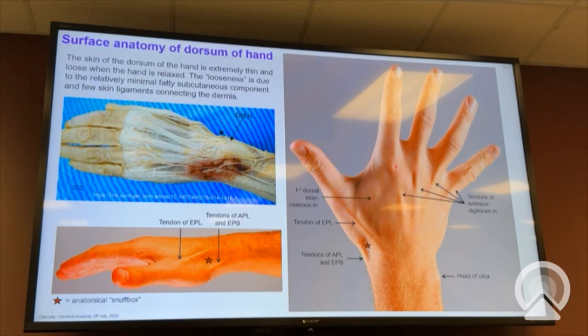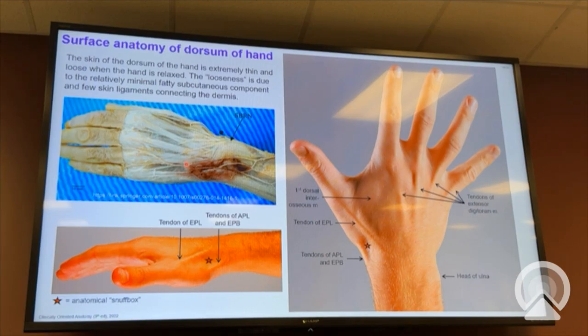So the dorsum of the hand. If you take the skin off of the dorsum of the hand, there is very, very little superficial fascia. So there's basically no fat at all on the back of your hand. Some things that you might see back there, you might see that dorsal venous arch. I mentioned it before.